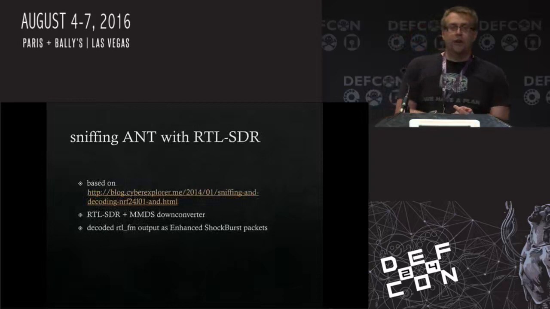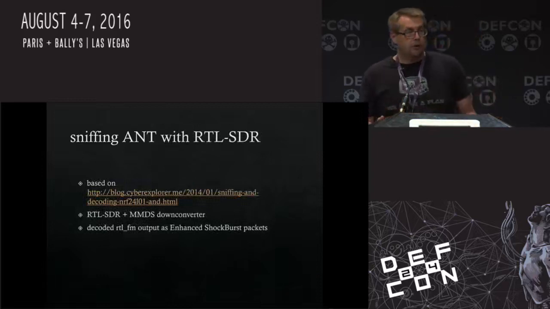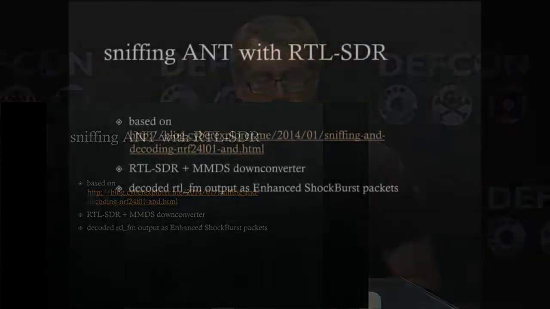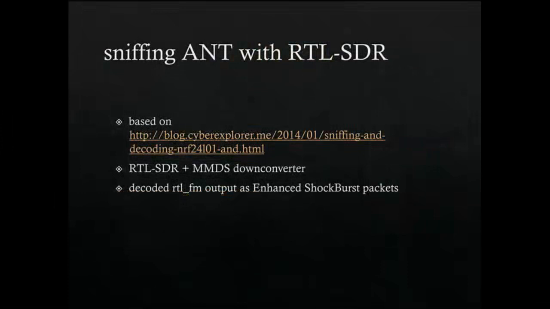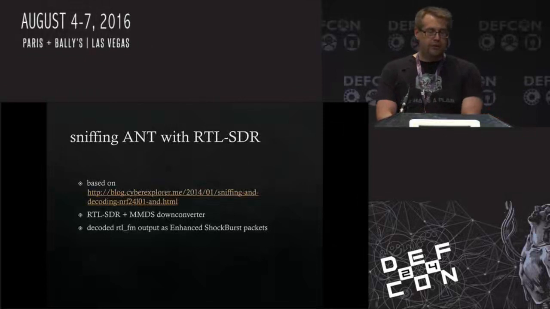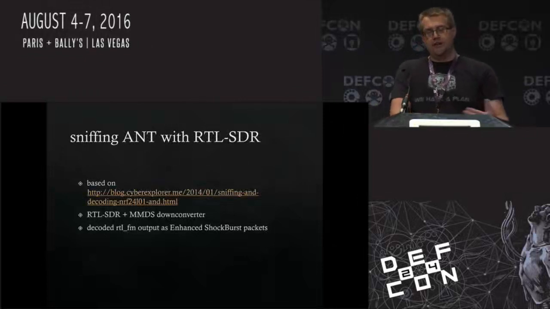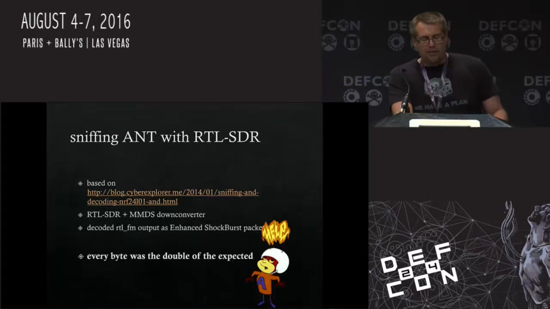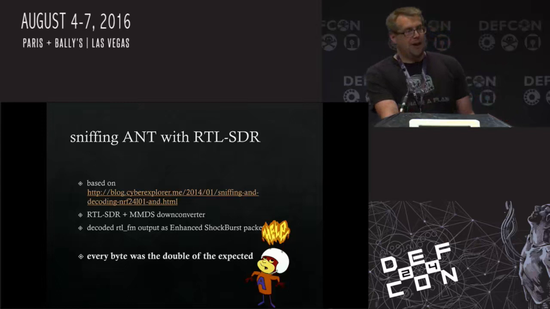But I only had an RTL-SDR, which is not capable of sniffing 2.4 gigahertz. But luckily, I found this blog post where this guy sniffs NRF24L01 packets with an RTL-SDR and an MMDS down converter. So I ordered an MMDS down converter, set this all up, and tried to decode the RTL FM output as Enhanced ShockBurst packets.